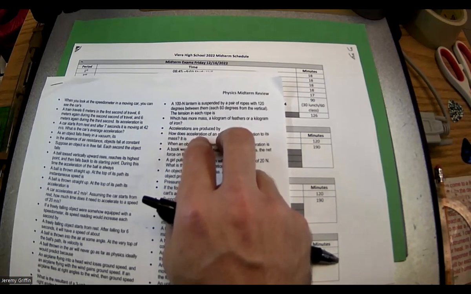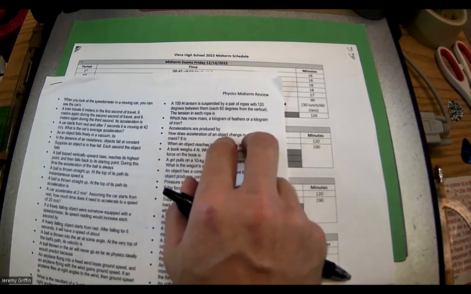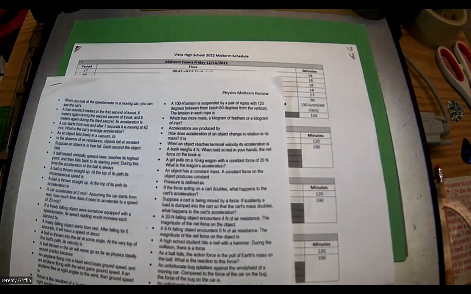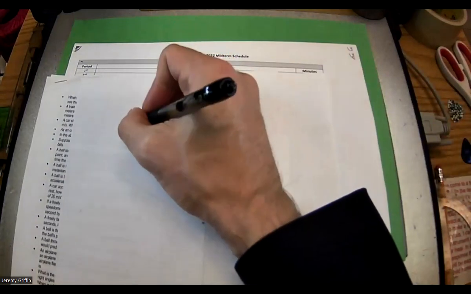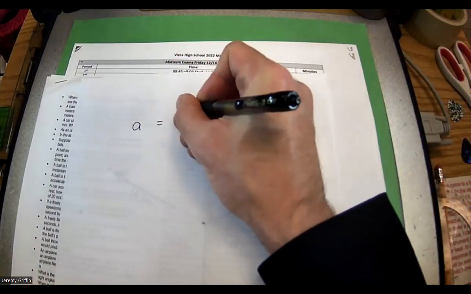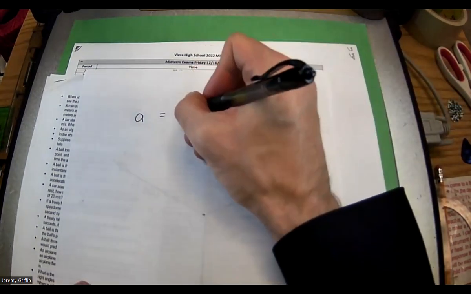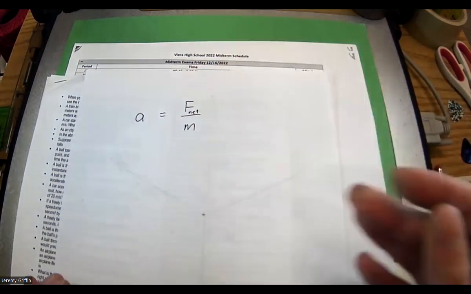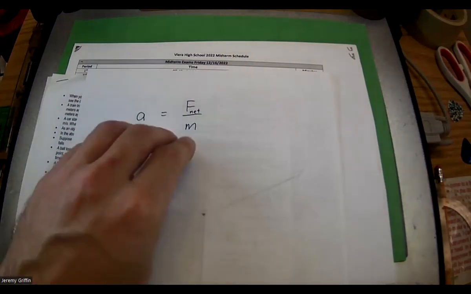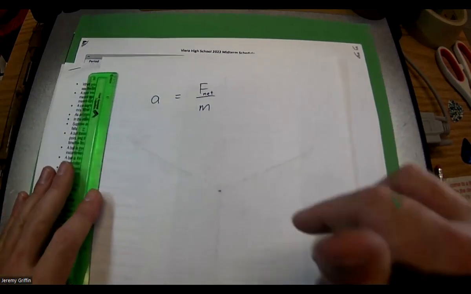How does the acceleration of an object change in relation to its mass? This is a Newton's second law type question. Guys, remember Newton's second law of motion? Acceleration is force over mass. Or maybe I should really say a net force. If there are multiple forces, you find the net force first, and then divide by mass, and that tells you the magnitude of the acceleration, but also the direction of the acceleration. True?